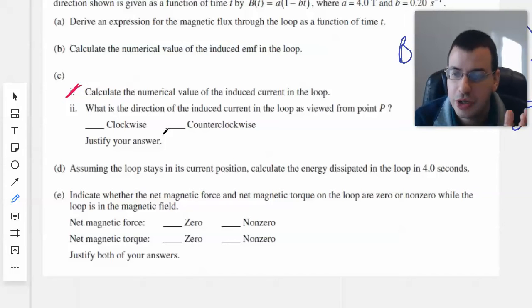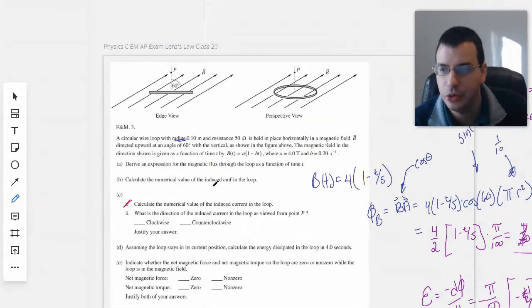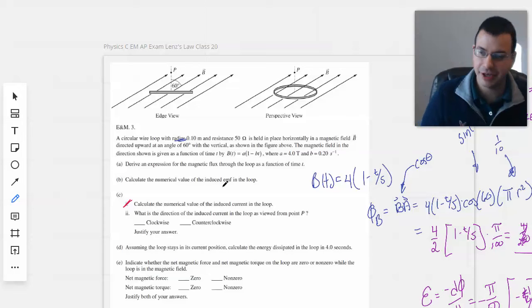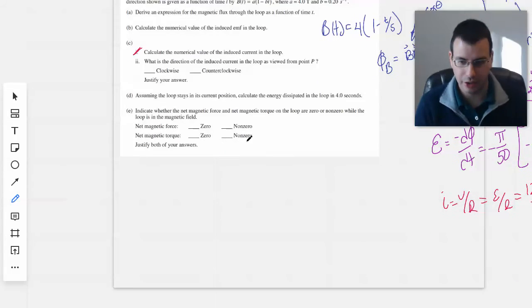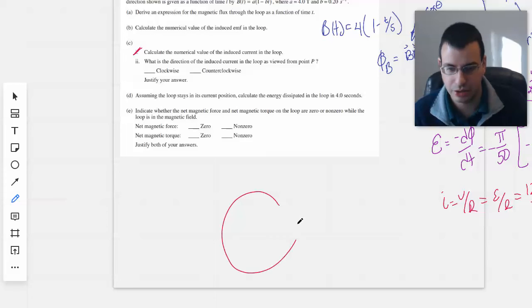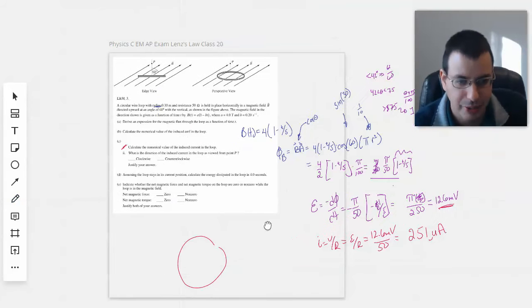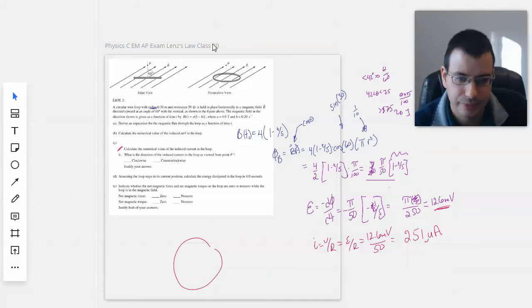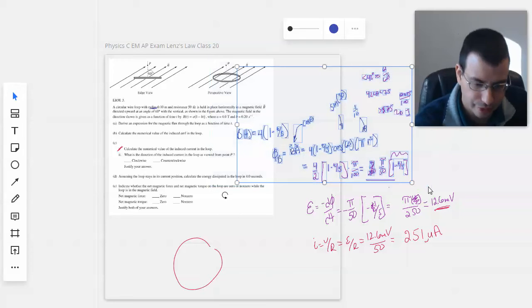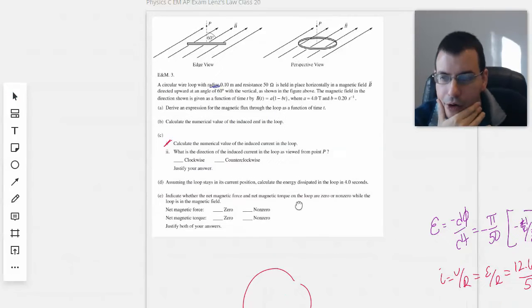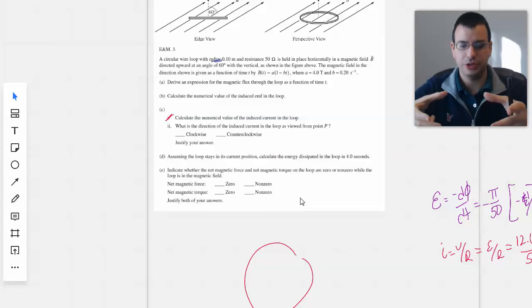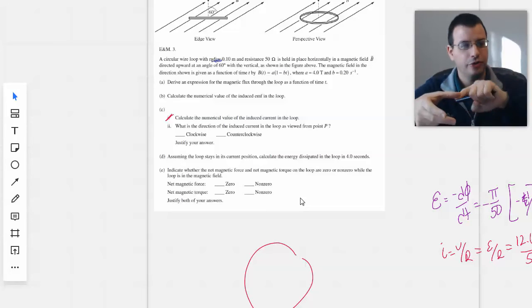Okay. What is the direction of the induced current in the loop as viewed from point P? Ooh, this sounds kind of challenging. So I'm going to draw the loop like this. Actually, I should probably clean my board up. So the loop is like this, and the magnetic fields are going this way.